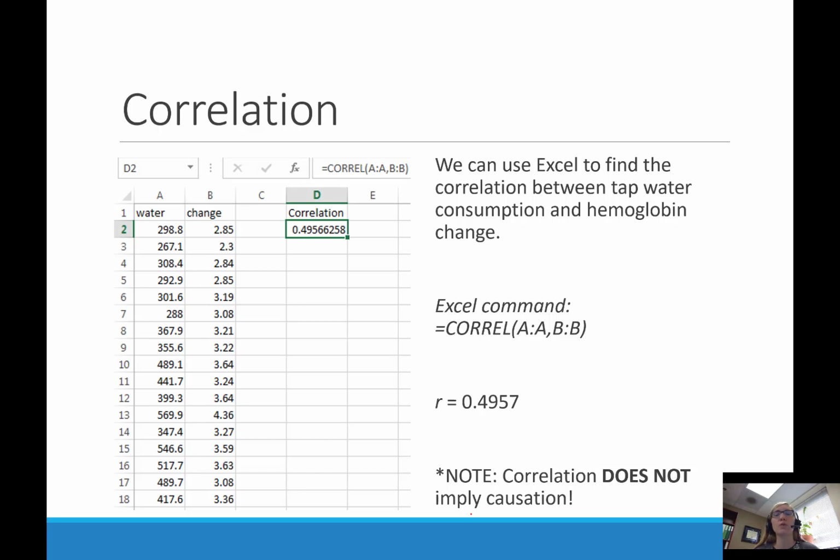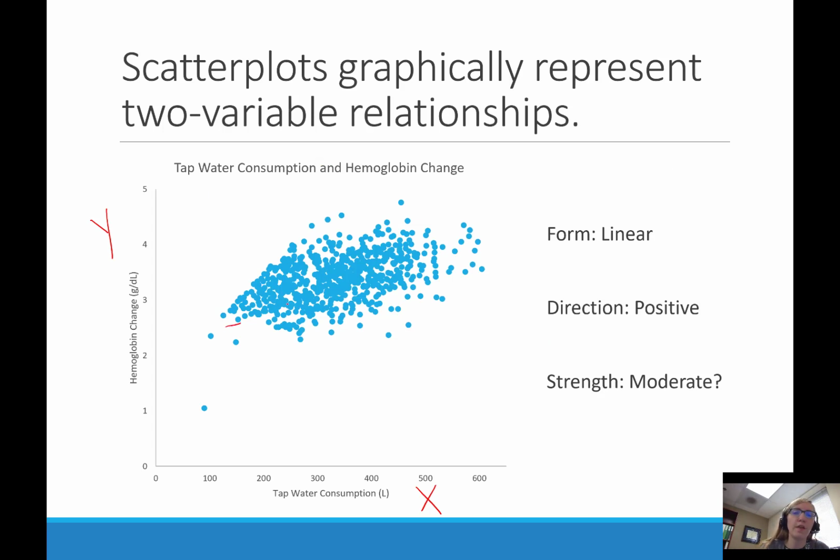In this case, the correlation between tap water consumption and hemoglobin change is 0.4957. This is very close to 0.5, so the correlation between the two variables is of moderate strength. We can see this when we draw the trend line. The points are clustered fairly closely to the line, but there is still some distance between the furthest points and the line.